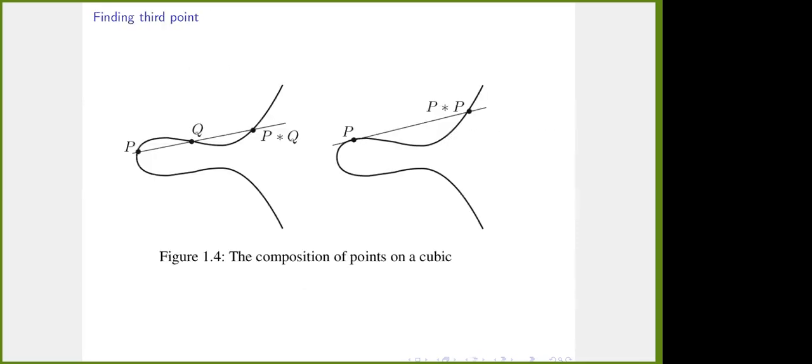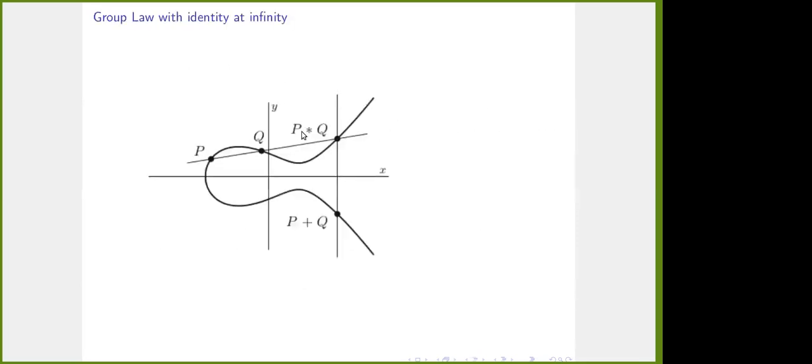So if we push the identity to infinity, then after we take P and Q and get P star Q, the point at infinity connected to P star Q just gives you a straight vertical line, and you get P plus Q as a reflection of P star Q. So this is the group law pictorially.